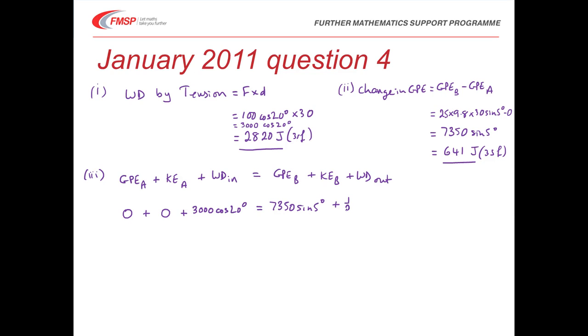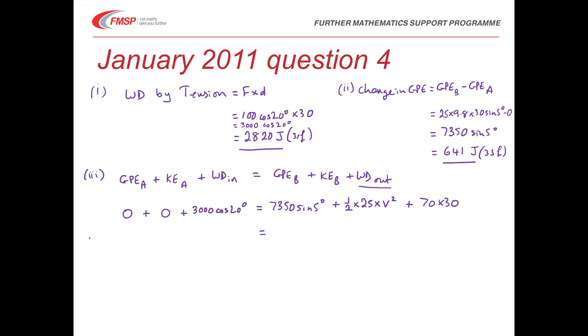Well, that's what we don't know. It's half times the mass, which is 25, times the speed, which we're asked to find. So there we go, v squared. But there is some work done out of the system, because there's this constant resistance force of 70 newtons. So that's applied all the time it's been moving up 30 meters. So there's a force of 70 times a distance of 30 meters, which is work done out of the system.